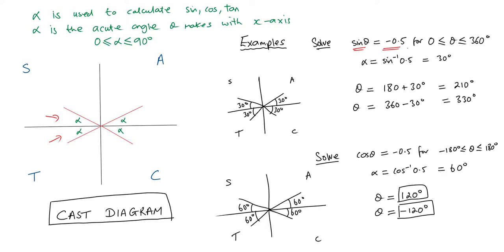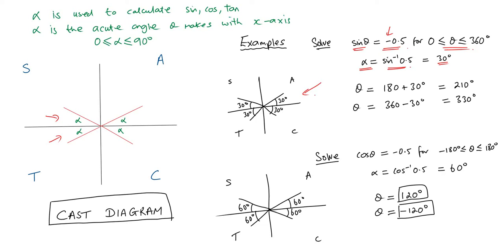Sine theta is minus 0.5 within this range. We're not interested in the positive and negative sign, because CAST sorts that out for us. CAST is all about sorting out what your positive and negative values are. So what we do is work out alpha, the angle that it's going to make with the x-axis, and that's going to be 30 degrees. So we ignore the sign and work out alpha. Alpha is not the principal value, don't get it confused with that. And that's 30 degrees. So we draw a quick diagram like this.